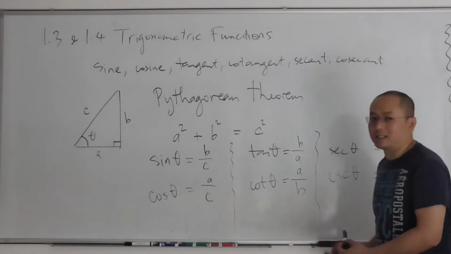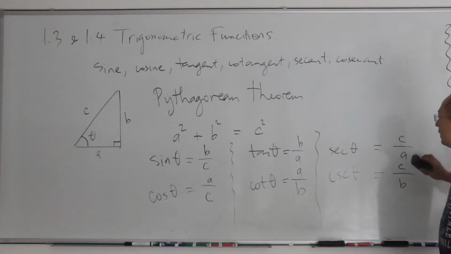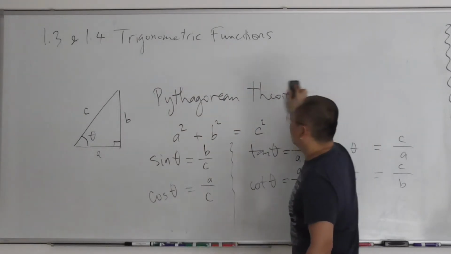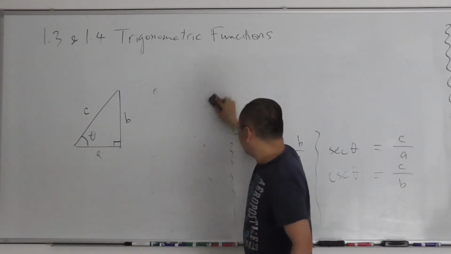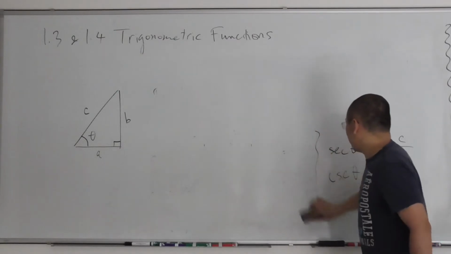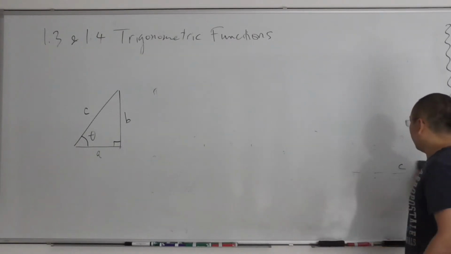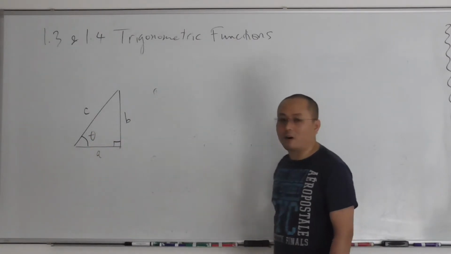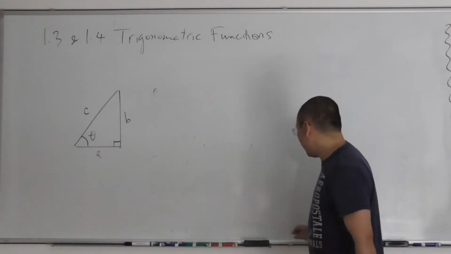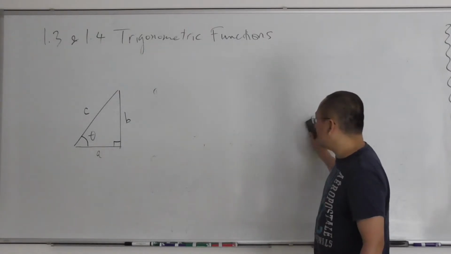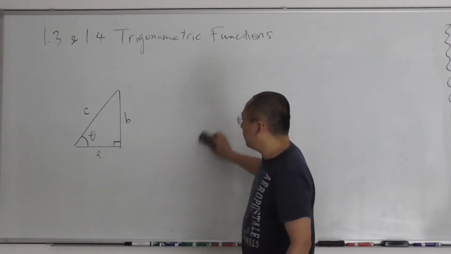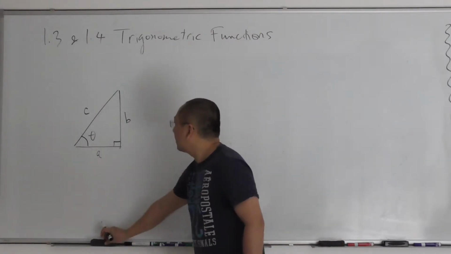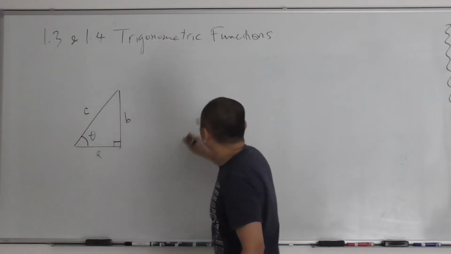Now let's move on and extend the concept a little bit more. We have the 6 basic trig functions ready. We're going to extend our concept because theta in this triangle is an acute angle, and actually the trig functions work for any kind of angle. It could be acute, right angle, or obtuse angle, any kind.